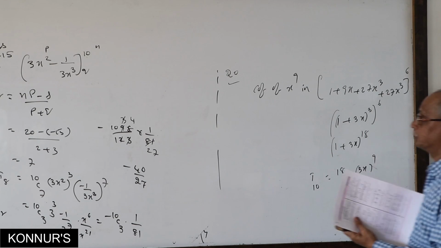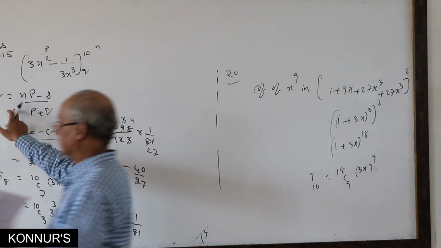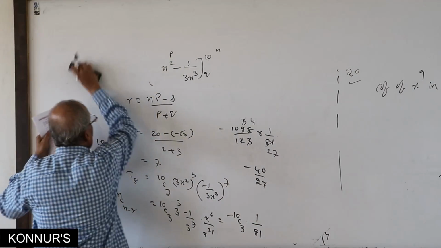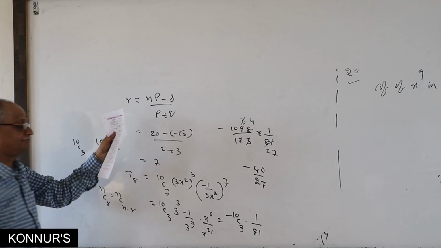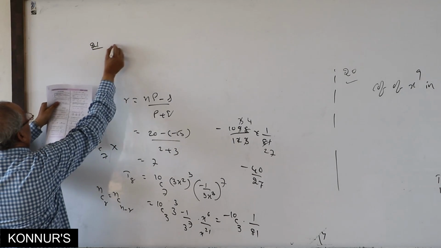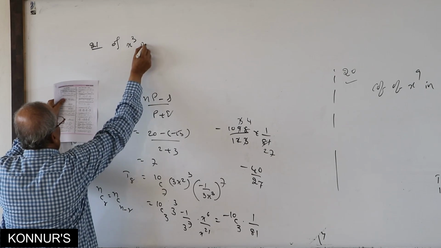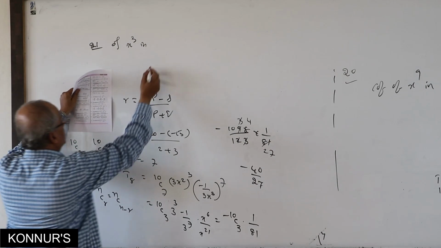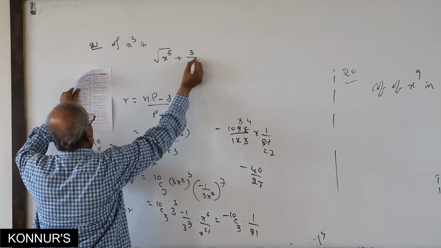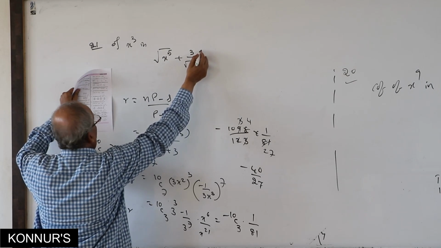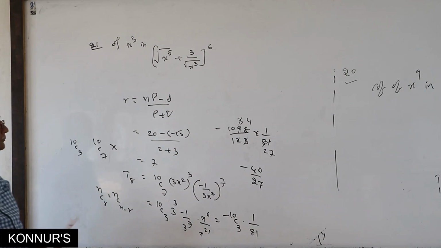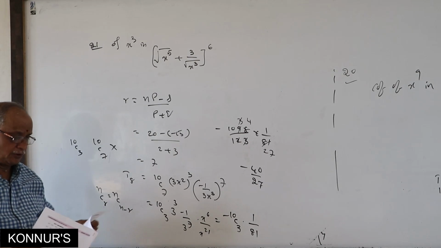Irrational powers, one problem we do for this concept. Find the coefficient of x cubed in (square root of x, plus 3 by square root of x) whole power 6. Same. Only here the calculation is important.